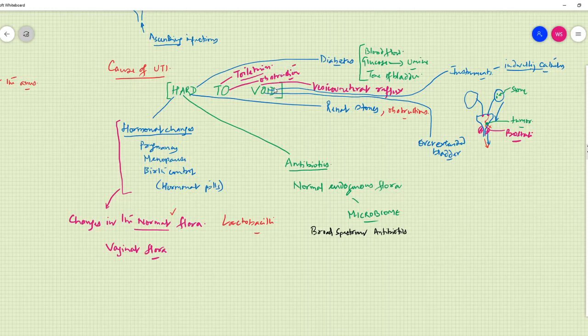And the D is decreased functioning of the immune system. So if the immune system is compromised, the immune system usually keeps the microorganisms in check. So if there is a problem with the immune system, then the person can become more susceptible to UTI. Okay, so these are the causes of UTI.